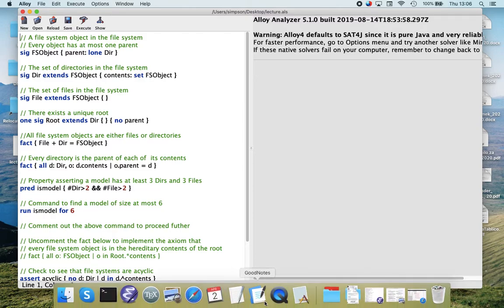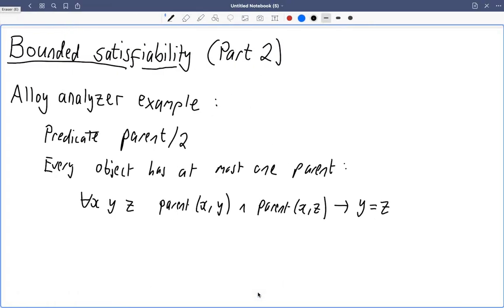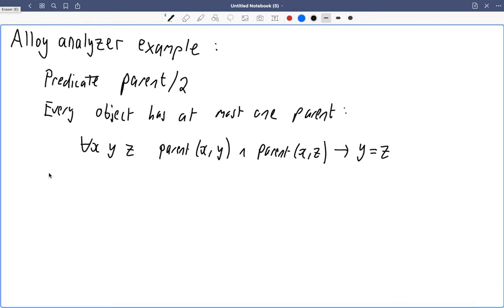So we can write that in predicate logic as follows, that we have a predicate directory that has arity 1, because we're just saying when an object is a directory, and a predicate contents. So we've got two predicates, directory of arity 1 and contents of arity 2.